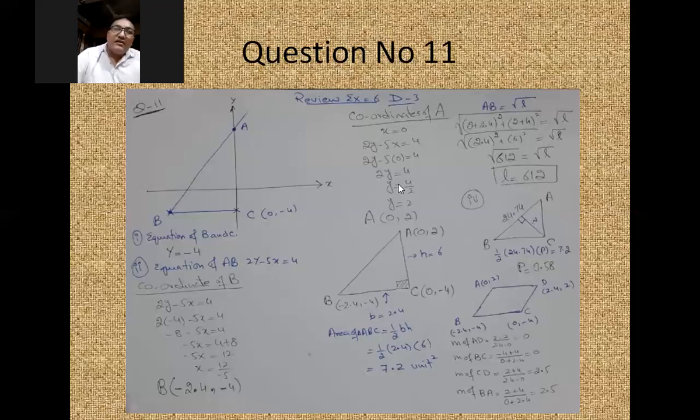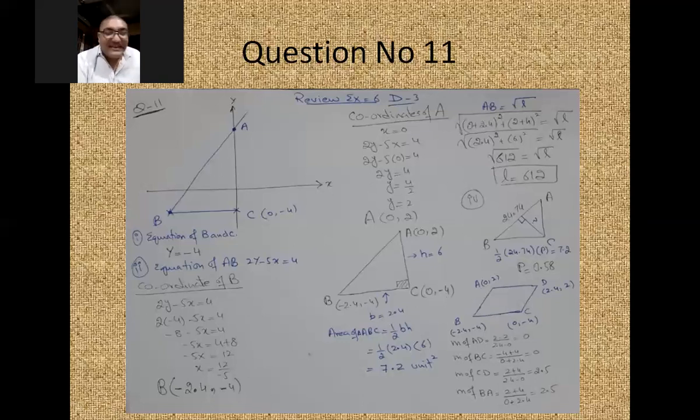So here he has given us a point D whose coordinates are (2.4, 2). So here on a rough grid, I have drawn the 4 points and joined them. A is (0, 2), B is (-2.4, -4), C is (0, -4), and the D point is (2.4, 2). So when you join them, it looks like a parallelogram, but we have to prove that this is a parallelogram. So how will you prove that this is a parallelogram?